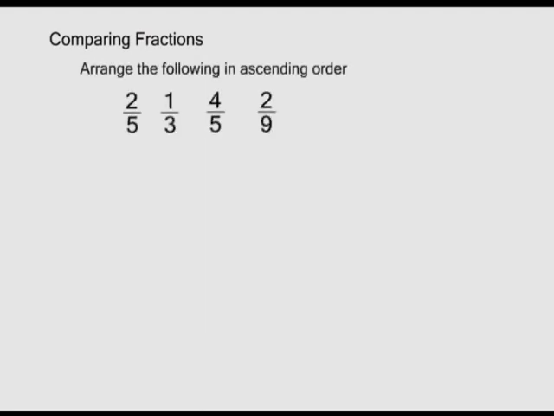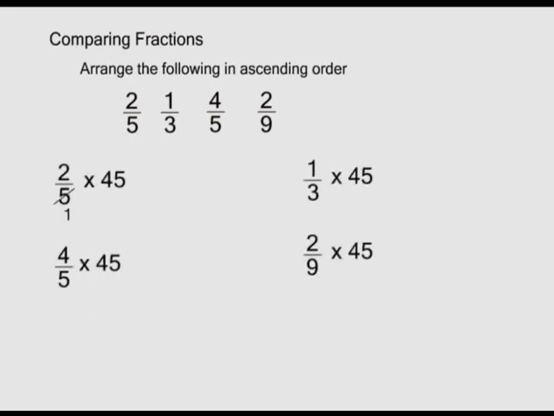Next, comparing fractions. Now arrange these fractions from the smallest to the largest: 2 over 5, 1 over 3, 4 over 5, and 2 over 9. To be able to do that, we simply multiply the fractions with the common factor, preferably the LCM of the denominators. So in our case, the LCM of 5, 3, and 9 is 45.